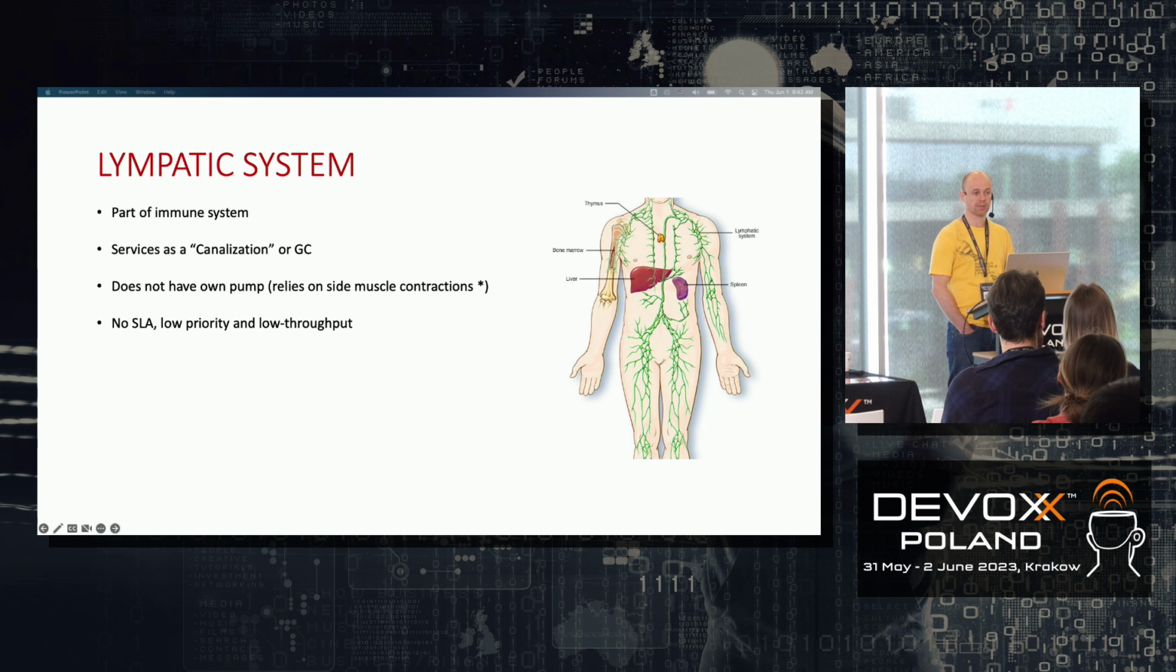And the second function is that it serves as canalization. Cells can get rid of rubbish, and as this is garbage collection, nature thought, okay, looks like we don't have an SLA here, probably we can avoid using something like pumping. And indeed, this system doesn't have its own pump. So it has the least SLA priority.